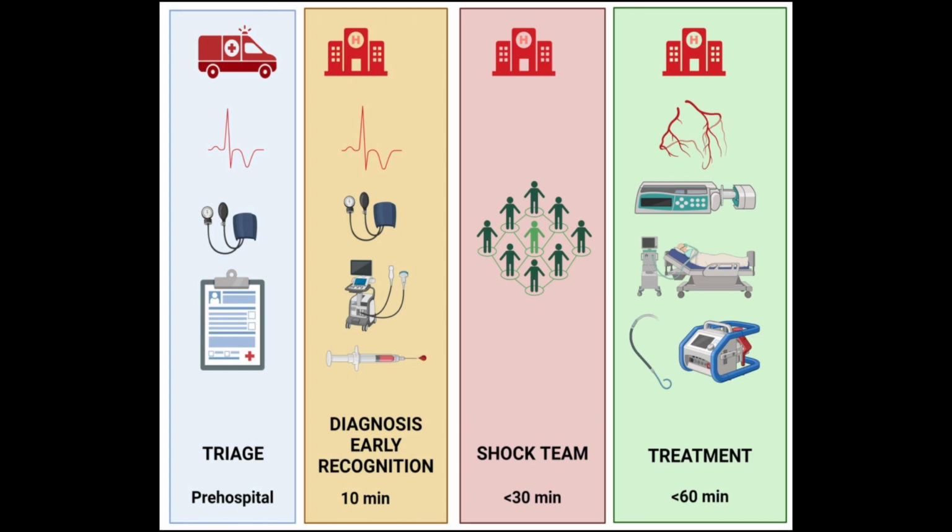So first, pre-hospital triage is important. Next, the early diagnosis, everything should be completed in 10 minutes. The shock team should be ready in 30 minutes and treatment must be initiated within 60 minutes. The less time we take, the more heart we preserve and the more the chances that the patient will go out with a better quality of life. So just saving the life is not important. You need to give them a good quality of life. That quality will come only if you are able to get these things done at the right time.